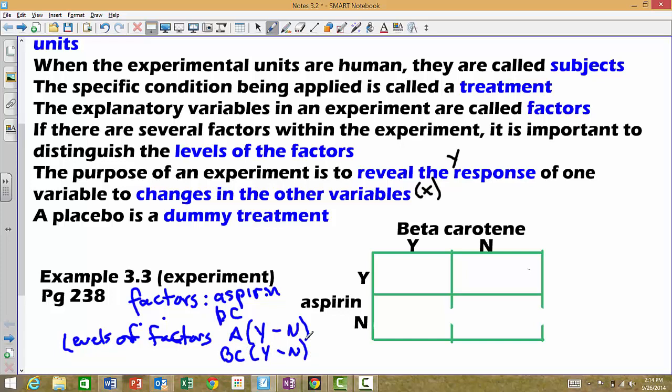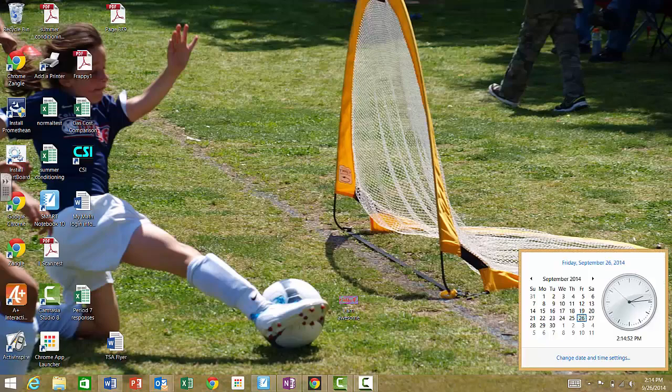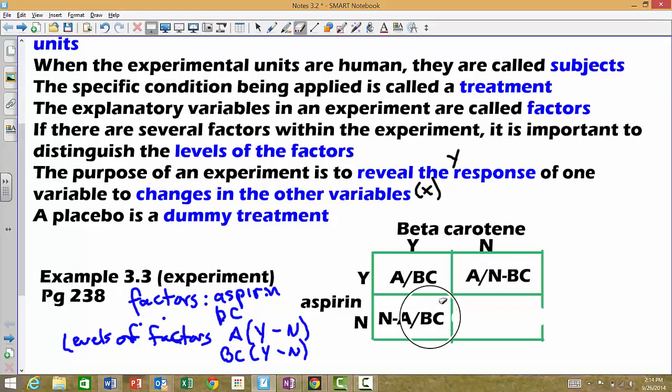Now the actual treatments are the combinations. So there are 4 treatments here. There is yes, they're taking aspirin and beta-carotene. No beta-carotene, but yes on the aspirin. No aspirin, but beta-carotene. And this one, they're not taking anything. They're just taking placebos. The way this experiment works, as described in example 3.3, is that on even number days they take the aspirin or the placebo for the aspirin, and on odd days they're taking the beta-carotene or the placebo for the beta-carotene.